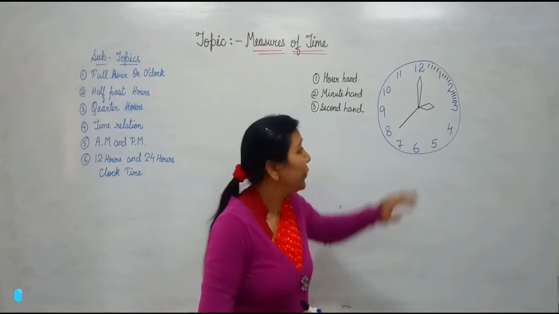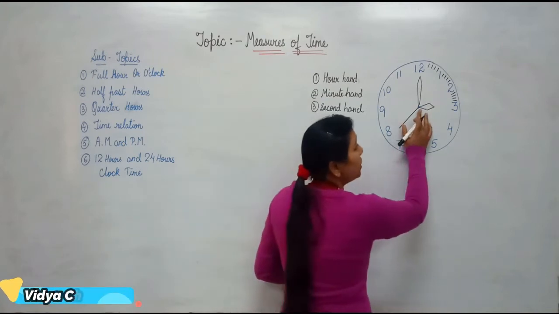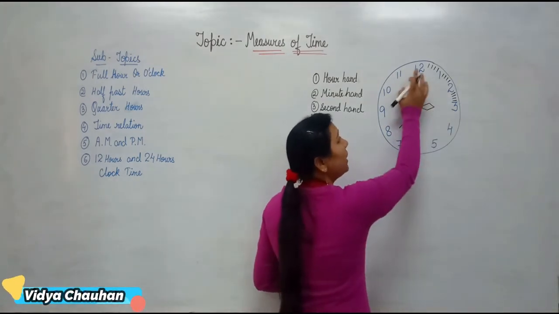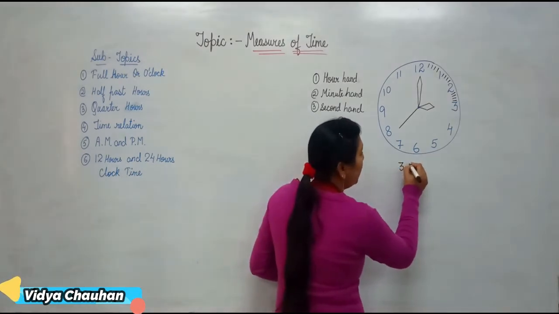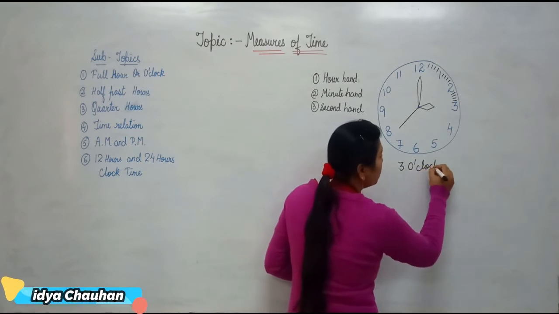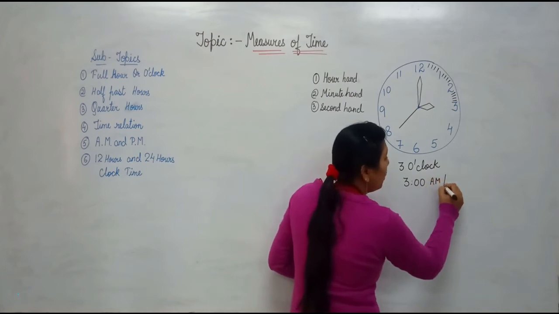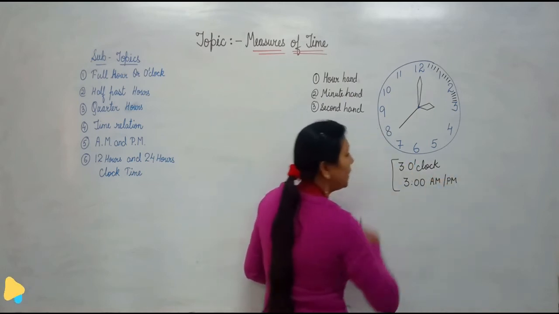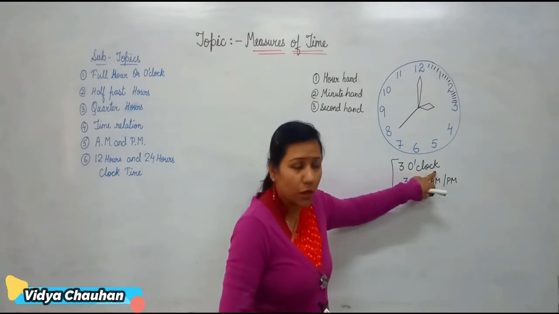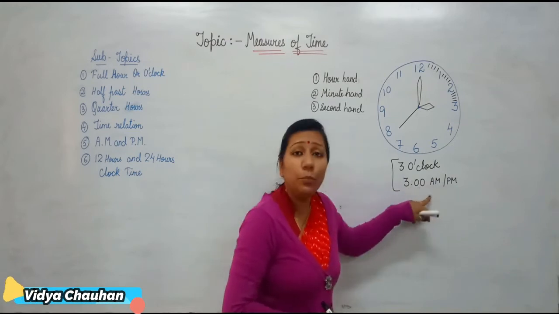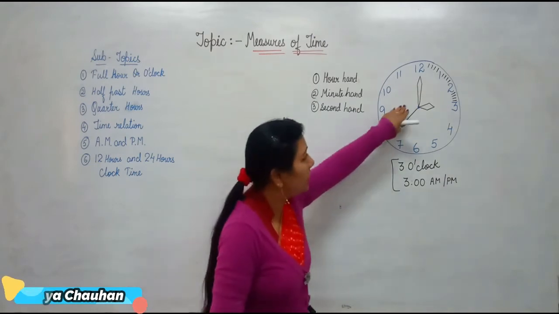Now these 3 hands help us to see the time and to calculate what time is there in the clock. For example, as you can see here, right now I have made the time, in which our hour hand is at 3 and the minute hand is at 12. For this time, we write that it is 3 o'clock, or we write the time as 3 a.m. or p.m. So these are the 2 different ways of writing the time. Either we write 3 o'clock, or we write 3 a.m. or p.m.